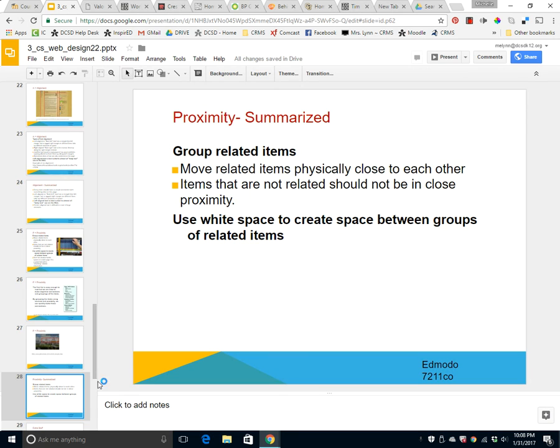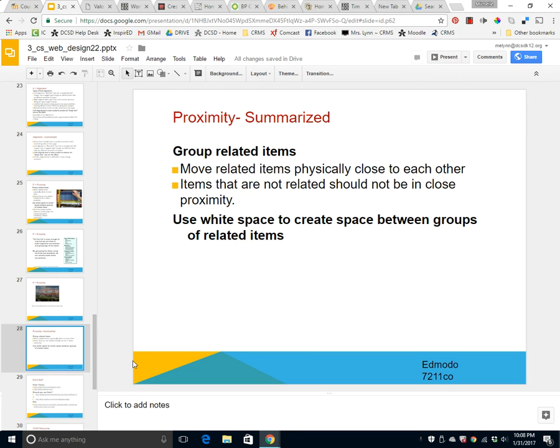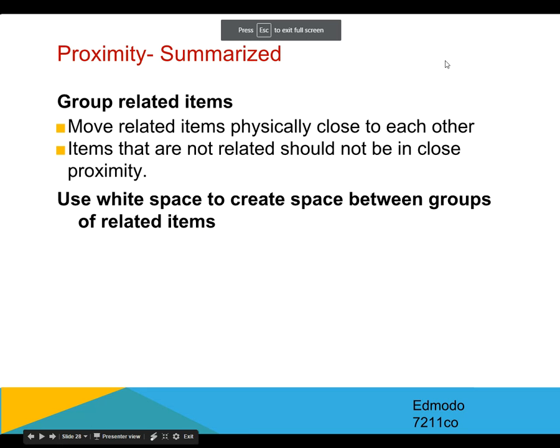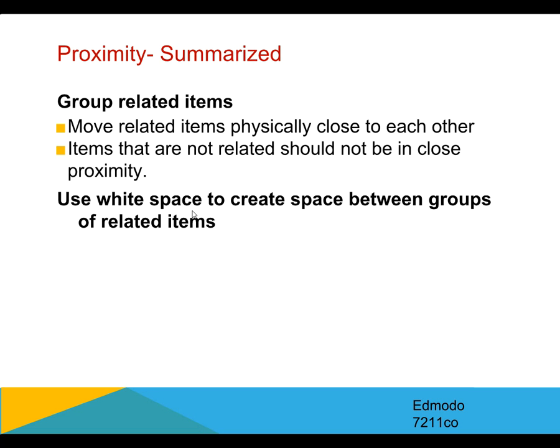So if we review proximity, basically you group related items, make sure that they're physically close to each other, and things that are not related should not be close in proximity. You should use white space to create that space and to visually separate those unrelated items.